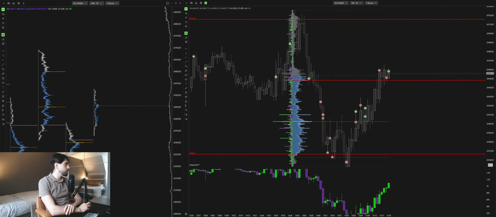Entry at low volume nodes or wait for confirmation? You're looking at that low volume node. Always confirmation. I want to see evidence. I want to see buyers losing before I enter.